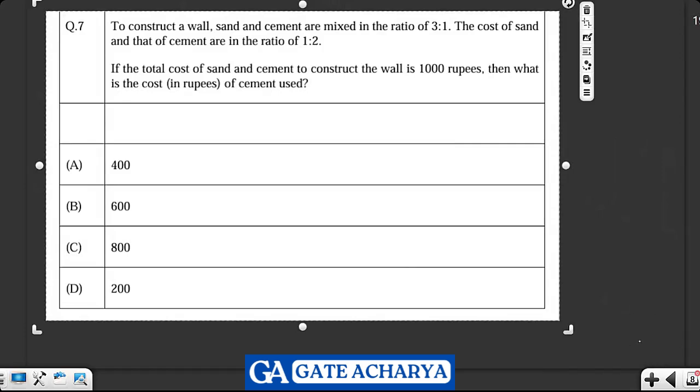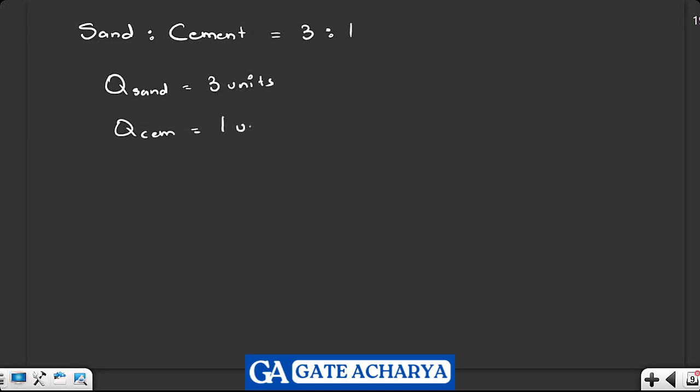First of all, sand and cement are mixed in the ratio of 3:1, right? So sand is to cement, the quantity is 3:1. So I can say that the quantity of sand is 3 units, and the quantity of cement is 1 unit.